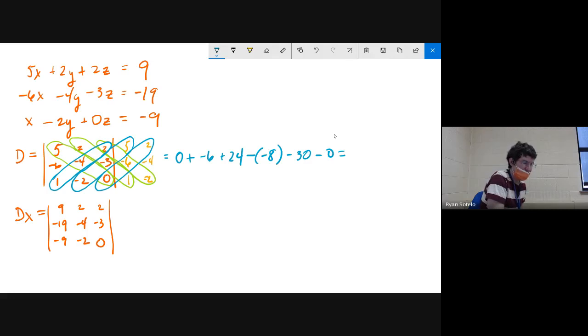What is that? I'll just do that on my calculator because I'm lazy. Negative 30 plus 8 plus 24 minus 6. So I got negative 4. I'll do the same for this one. And I'm just going to use my calculator because the bigger the numbers get, the less I want to do them in my head.